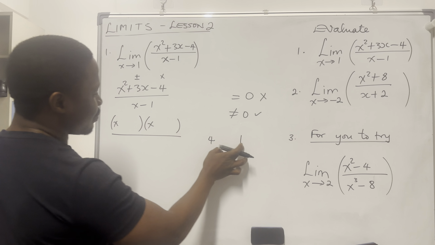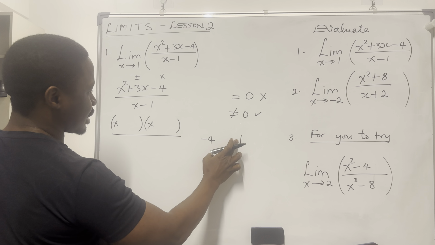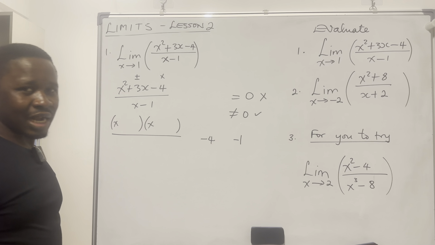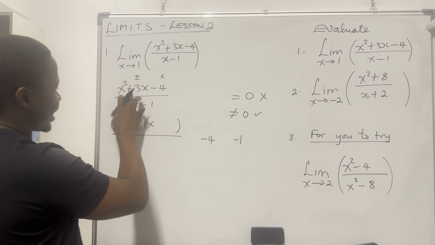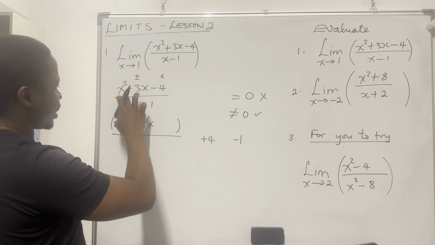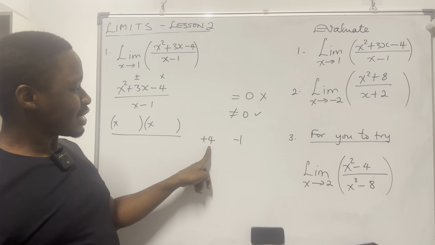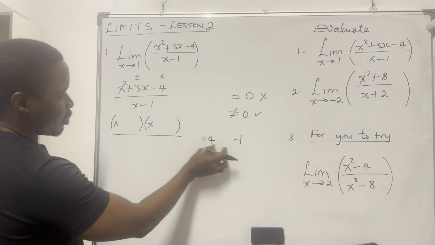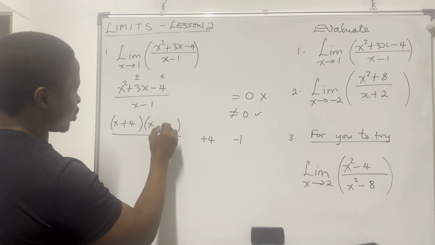Now, how do we give them the signs? The first sign goes to the bigger factor. For us to get this sign, we multiply this sign and this sign. Plus times minus is minus. Now let us multiply. Plus 4 times minus 1 is minus 4. Here we don't multiply. Plus 4 minus 1 is plus 3. So therefore, plus 4, minus 1.